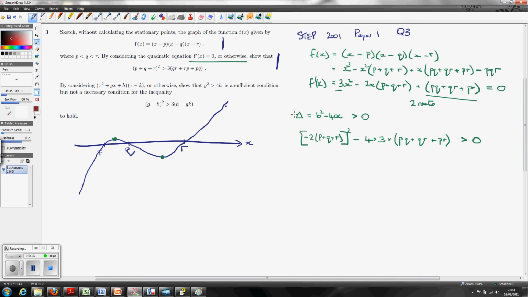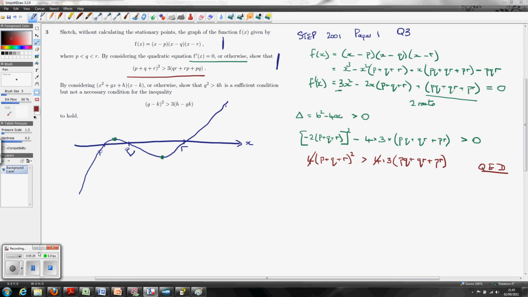Let's change colour a little bit because I want to do some cancelling. Well, I'll not cancel just yet. That's equal to 4(p + q + r) squared. And let's take this negative thing over to the other side. That is greater than 4 times 3 times (pq + qr + pr). And now I can cancel the 4. And that is indeed the expression we were asked to prove. So we can declare victory, and we'll declare victory by writing QED, which was to be proved.